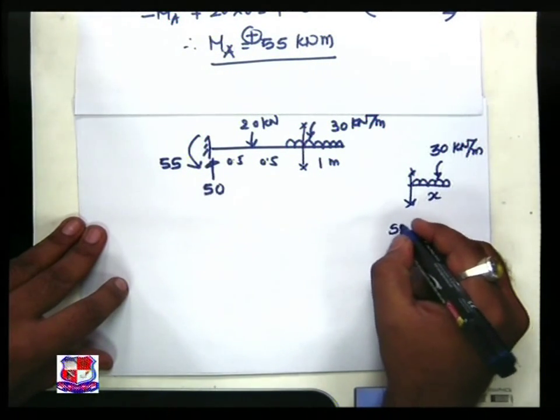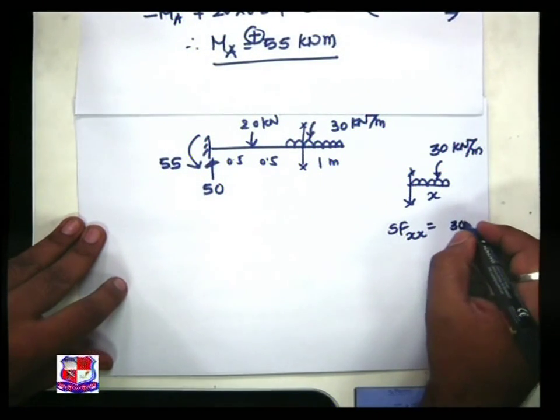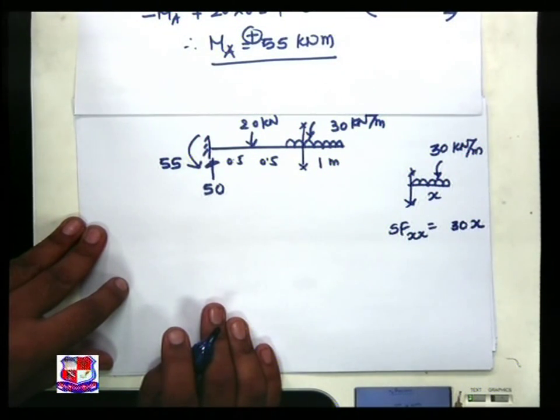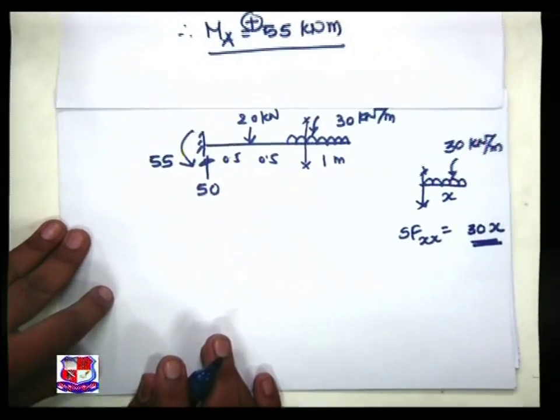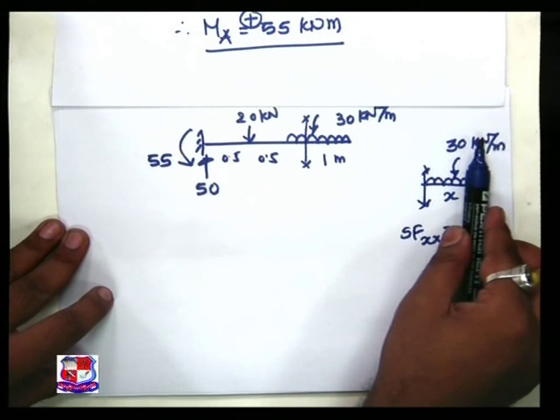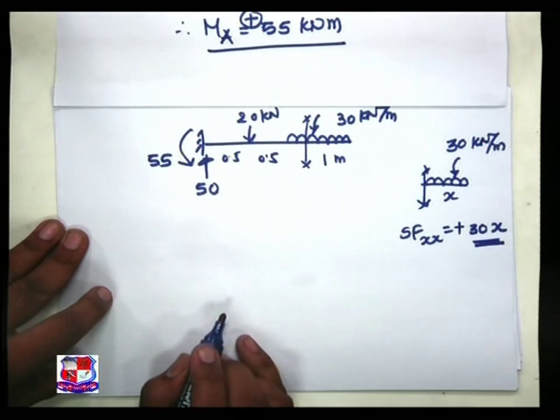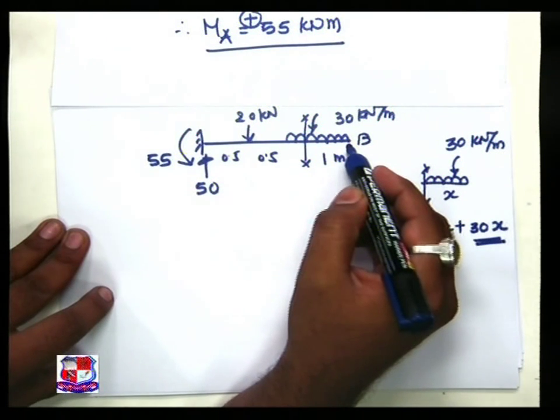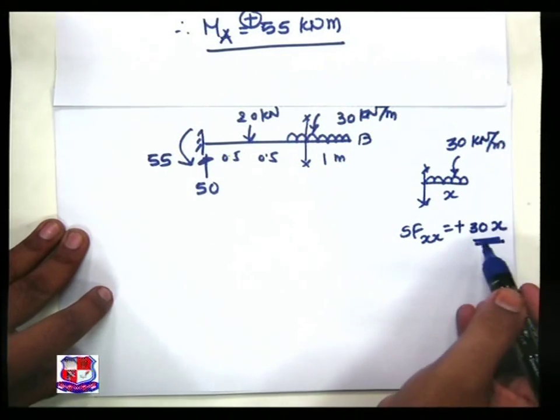Therefore, shear force at X is equal to 30 into X. Now, be careful over here. This 30 into X is acting on the section right downward, and this is treated as positive. If we take X equal to 0, at the B junction the shear force is 0, and if we take X equal to 1, we get SF at 1 is equal to 30.